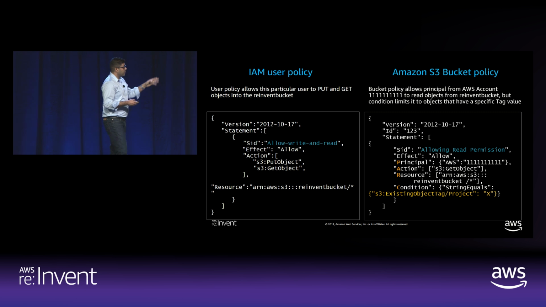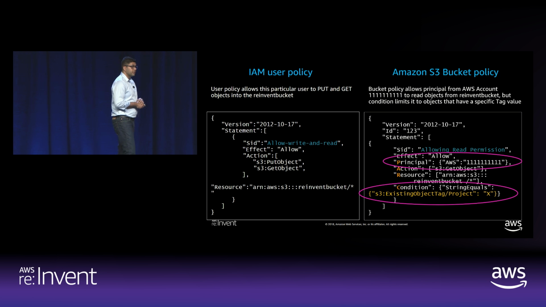So you can see that the principal has to be defined in the resource policy, which is my bucket policy, whereas this is implicit in the user policy because it's hanging off the user. The bucket policy is hanging off the bucket, which is the resource. So in this particular example, this principal is going to do a get object on my reinvent bucket, provided it also satisfies the condition that those objects have a tag called project X. So you're making your policy stricter with the condition tag.